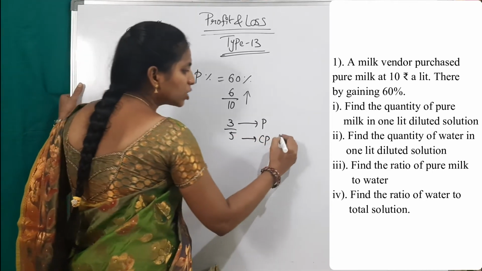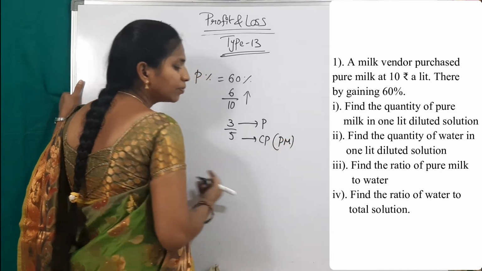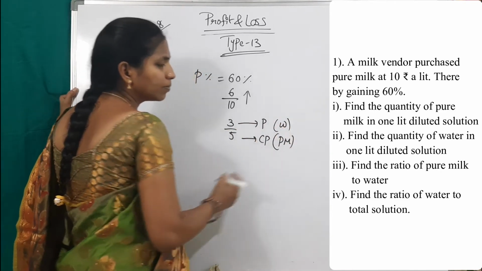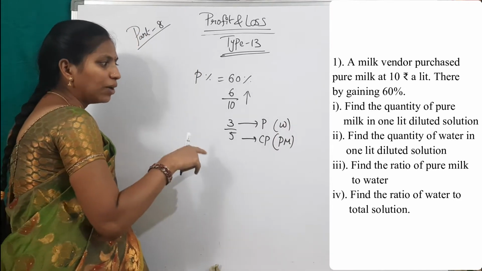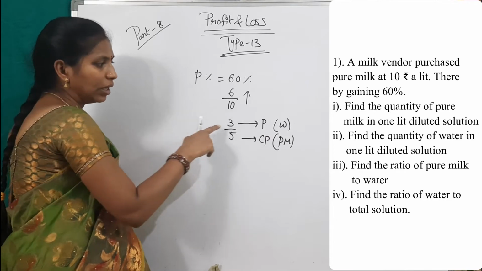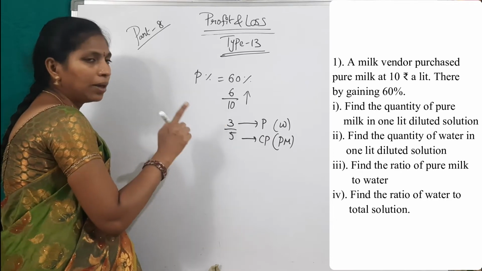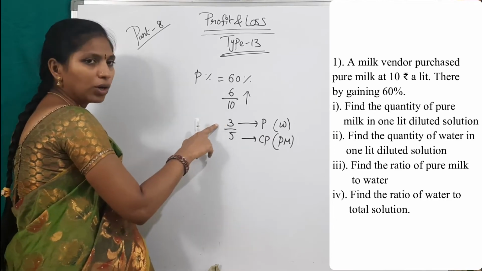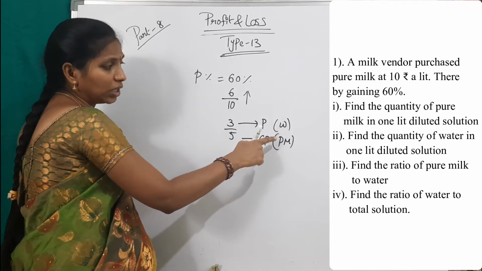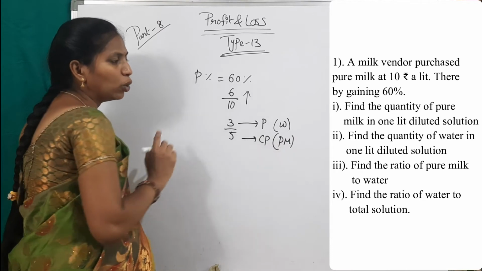And 5 is pure milk, and the profit is water. Because of mixing water into the pure milk, he got a profit. How much profit? 3 parts profit. So 3 is water, and 5 is pure milk.